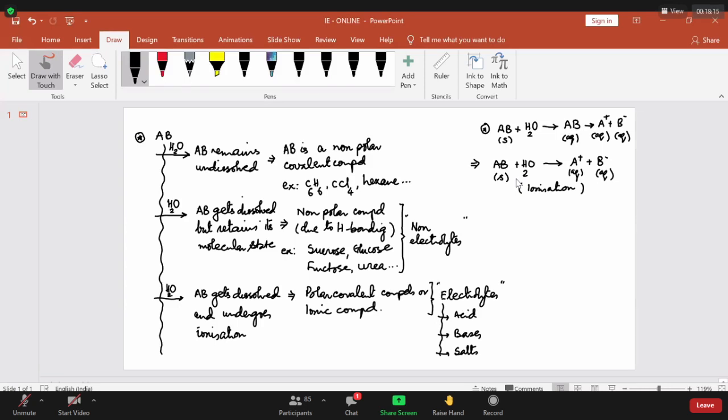Is it complete or partial? Whenever you are saying ionization, then the question comes to your mind automatically, sir, whether this ionization is complete or is it partial ionization? What do you mean by complete ionization? Sir, I have taken 1 mole of AB and all 1 mole of AB has been converted into ions, A plus and B minus. If it is so, people call this as complete ionization. And such type of substances are called as strong electrolytes.